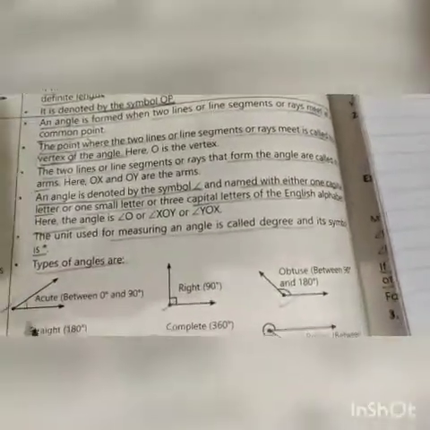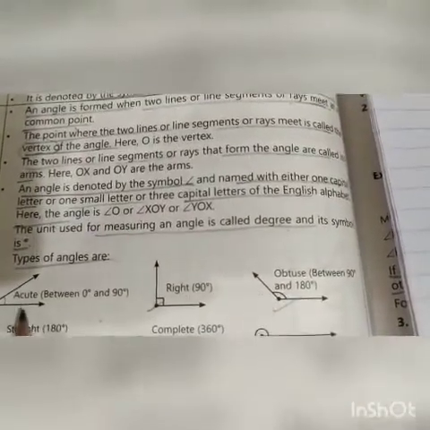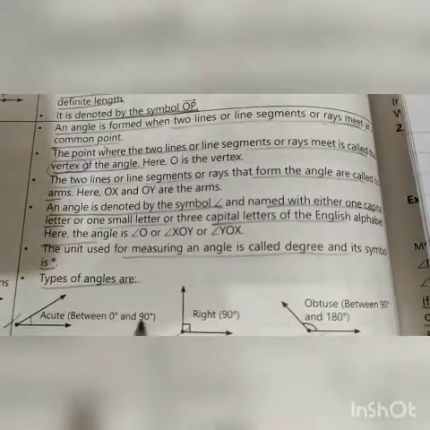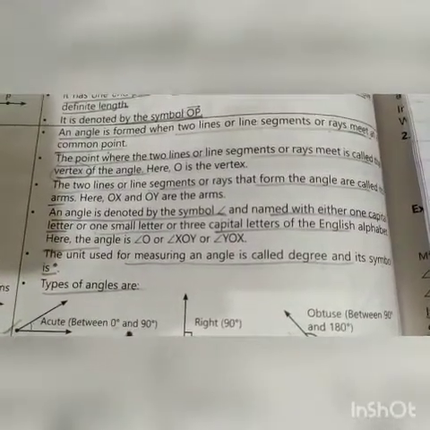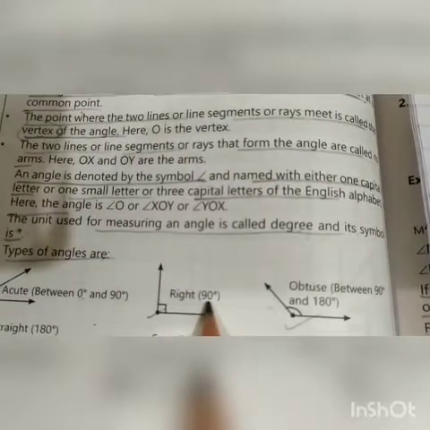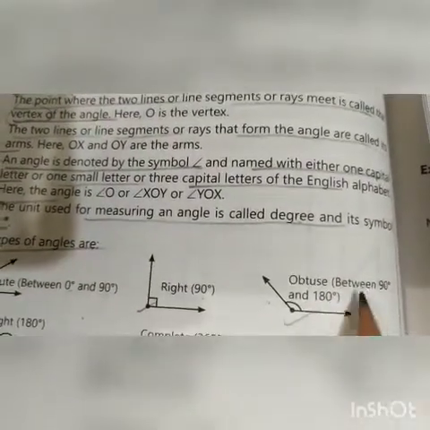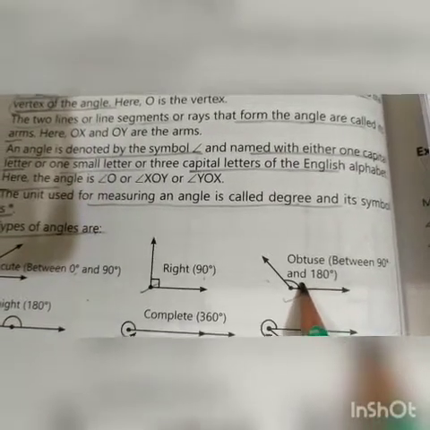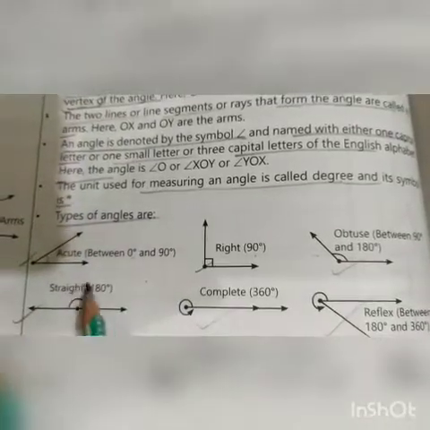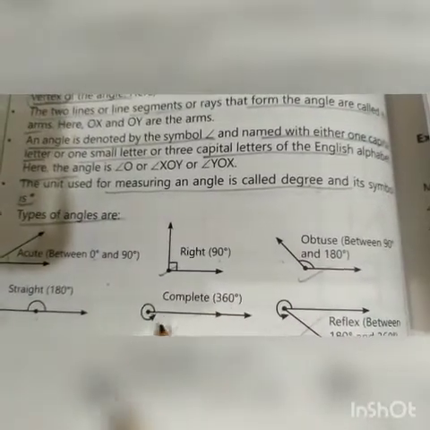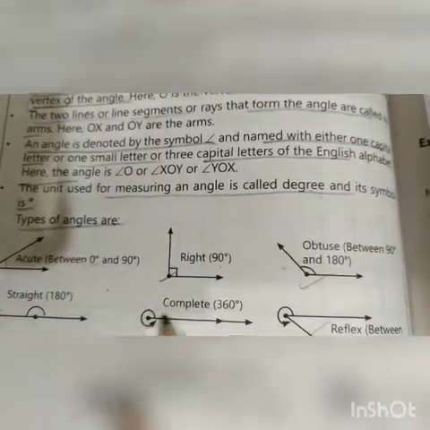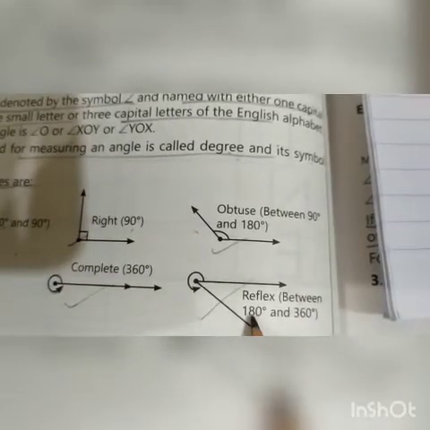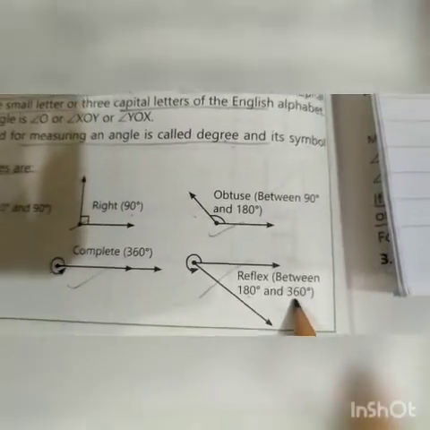See here, six types of angle are given here. First is acute angle. The measurement of an acute angle is between 0 and 90, meaning greater than 0 but less than 90. A right angle is always 90 degrees. An obtuse angle is between 90 and 180, meaning greater than 90 and less than 180. A straight angle is 180 degrees. A complete angle is 360 degrees. Complete angle means one round. Then reflex angle is between 180 and 360, meaning greater than 180 and less than 360.